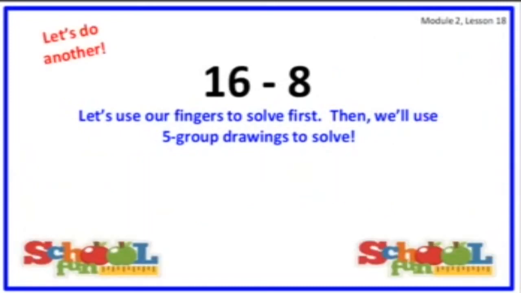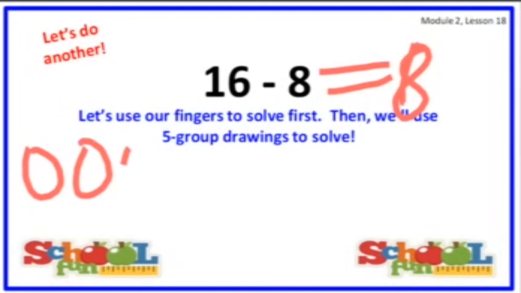16 minus 8. Let's use our fingers to solve as usual, and then we use the 5 group drawings to solve. So let's go. 8, 9, 10, 11, 12, 13, 14, 15, and 16. So I got 16, right? But how many fingers are up? 8. Very good. Now let's solve these using the 5 group drawings.